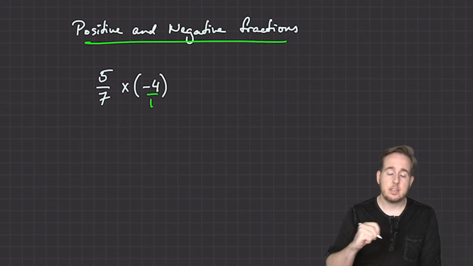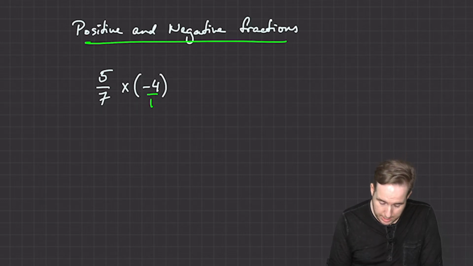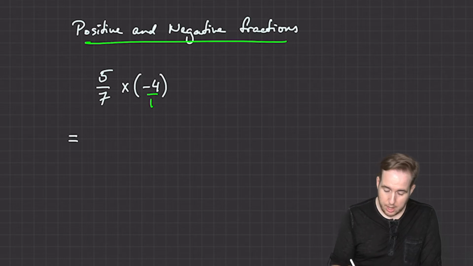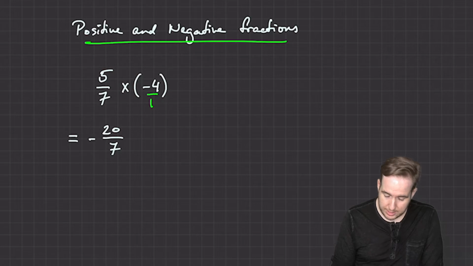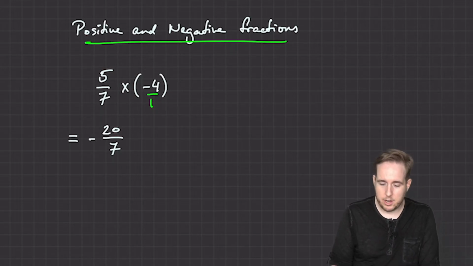Okay? And the way I would do that is I think to myself, okay, every whole number is really a fraction divided by 1. And the way I do it is I do top times top. So the 5 times 4 is 20. Bottom times bottom, 7 times 1 is 7. And this is a positive times a negative. And so the answer to that is a negative. So I can have a negative fraction, that's fine.